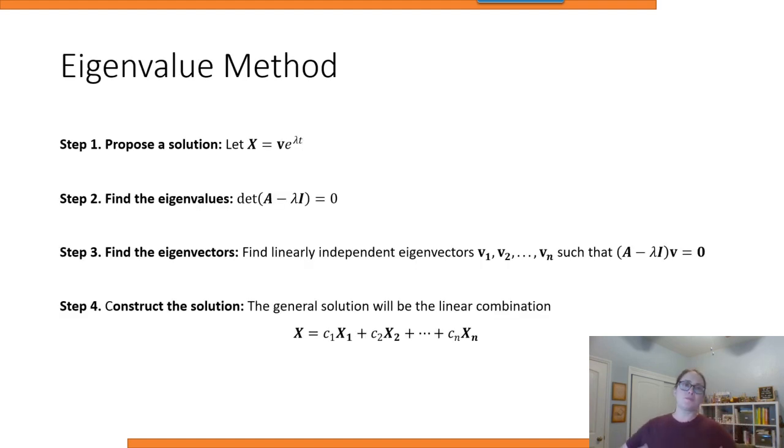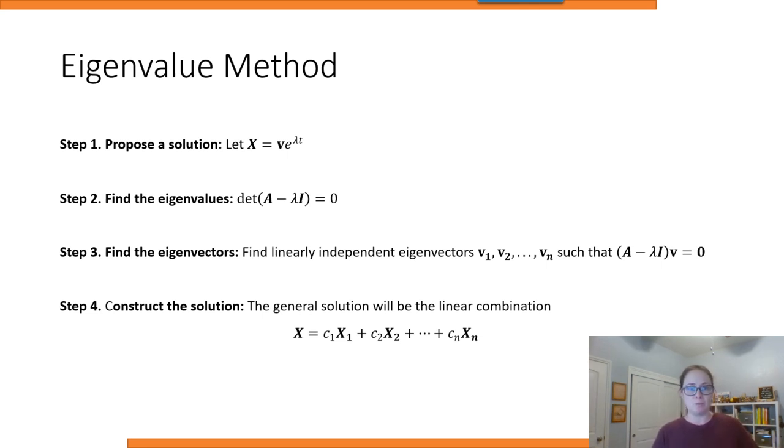All right, so our steps for using the eigenvalue method to solve a system of equations is first I'm going to propose that solution, x equals v e to the lambda t. Then I'm going to find the eigenvalues, which I'm going to do by taking the determinant of the matrix A minus lambda I. So I is our identity matrix. And really what we're getting here is we're taking the matrix A and we're subtracting lambda down the values of the main diagonal. And so I find that determinant and set it equal to 0, solve that for lambda, and I'll have my eigenvalues.